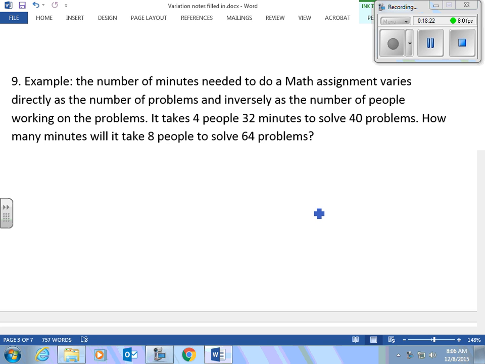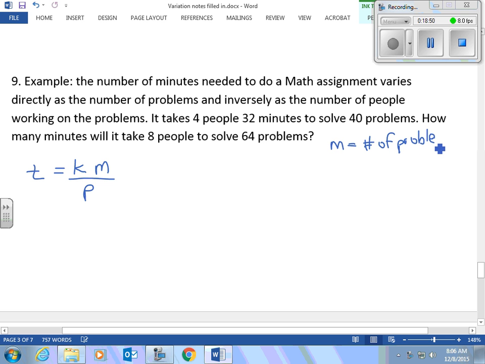So we're talking about time. The number of minutes needed to do a math assignment varies directly as the number of problems. So let's say that the time varies directly as the number of math problems. We'll use M for math, and inversely as the number of people. So M is number of problems, and P is number of people. So we're varying directly as the number of problems, inversely as the number of people working on them.